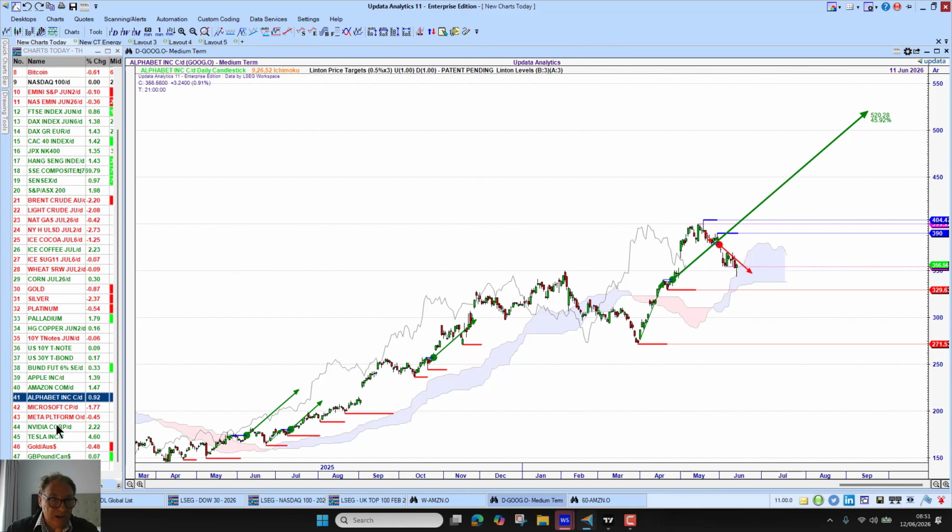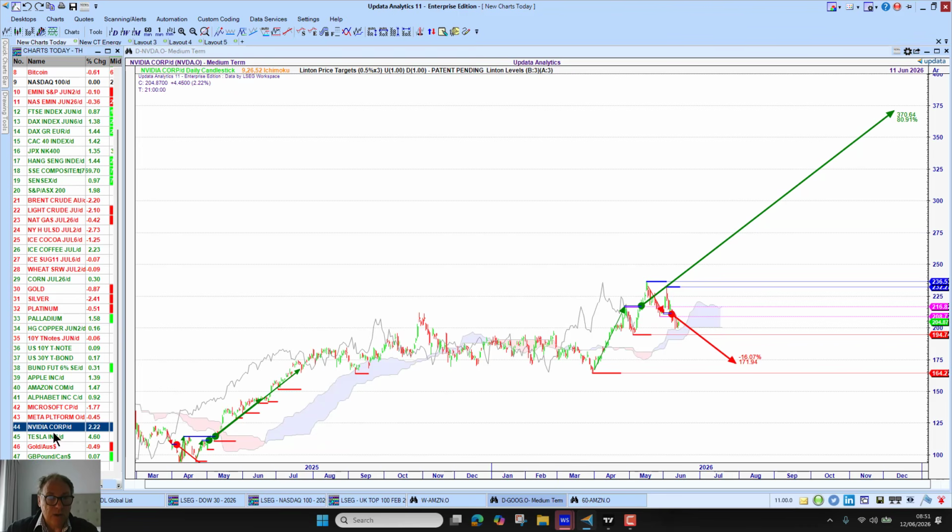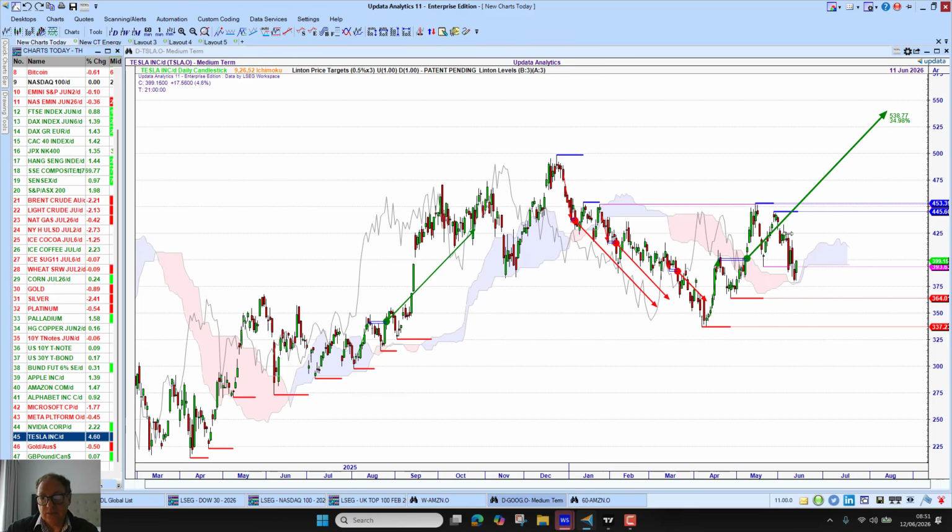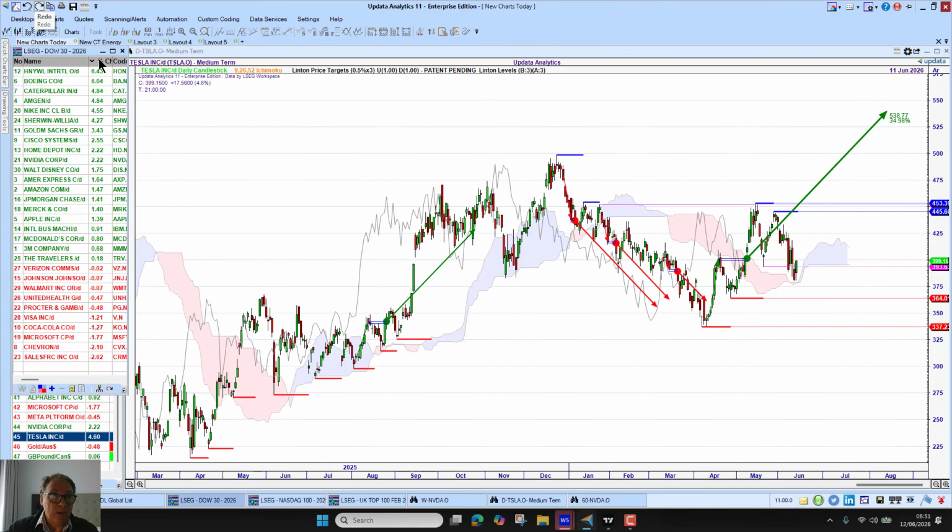Microsoft struggling, back down 1.7%. Nvidia up 2.2%. And Tesla, that's again a Musk company. Going to be interesting to see if this moves in sympathy, but we have got an upside target there on Tesla as well. Looking at the Dow 30, where was the performance?